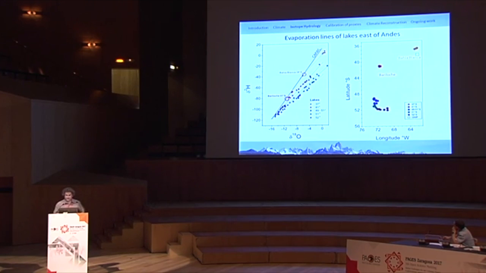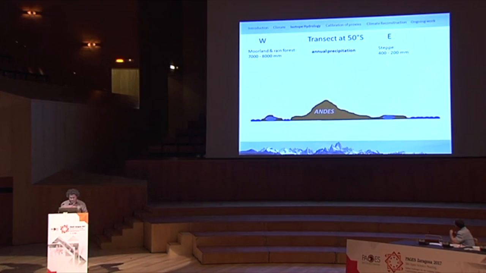And if you go further south into the westerly zones, you see that this crossing point shifts towards lower values. And why is that? Because when the air masses pass over the Andes, we have considerable fractionation in the westerly zone.